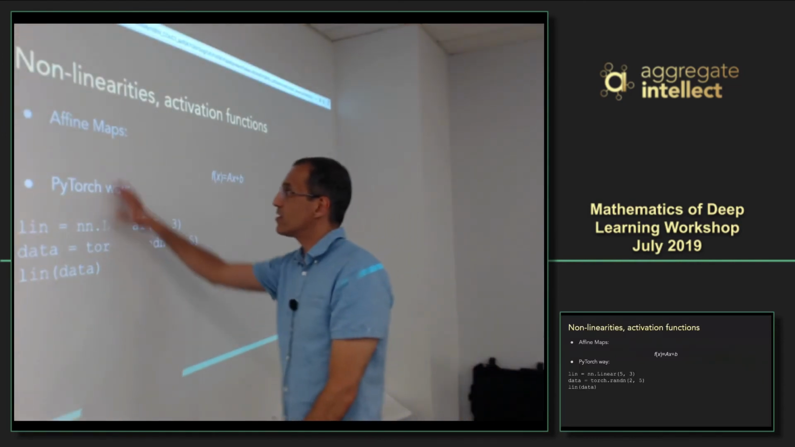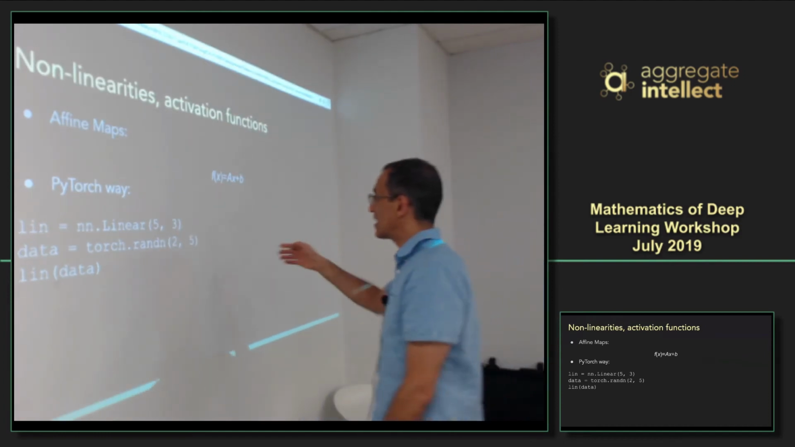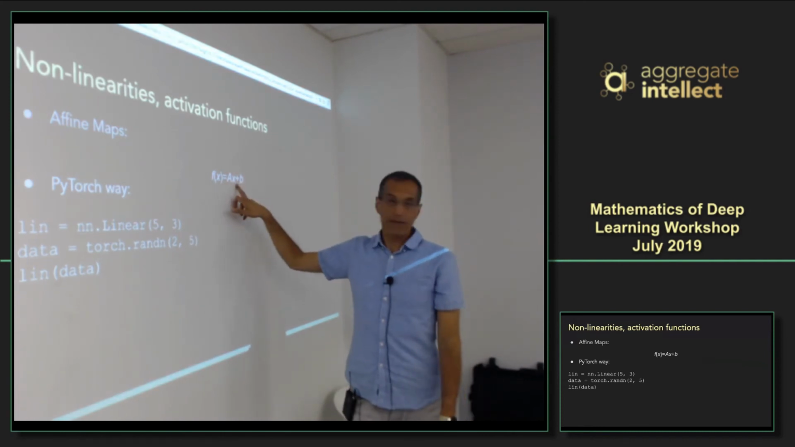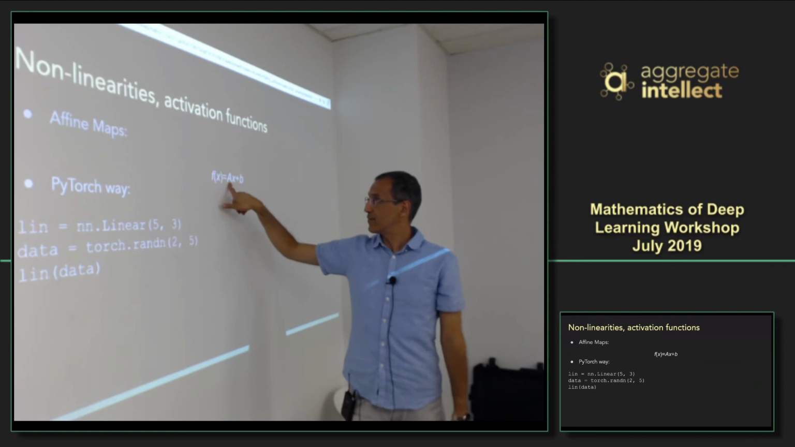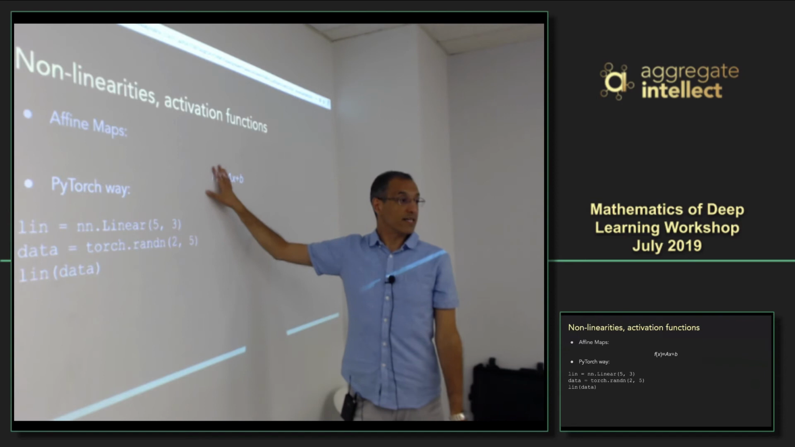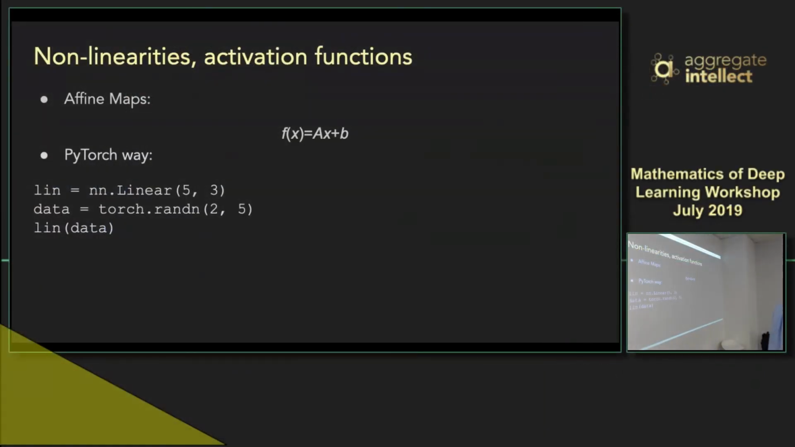These are called affine maps. It's a fancy name for saying that I have a vector of inputs or a matrix of inputs, I multiply them by weights and then add a bias to that. That's it. These are all linear multiplication and summation. And in PyTorch, it's done very nicely. You say that you want a linear function, and you define the dimensions of your function.